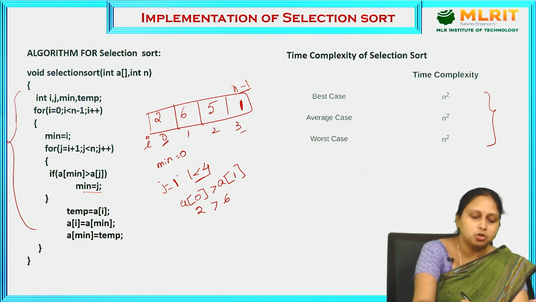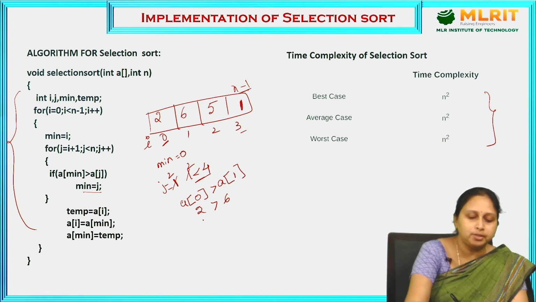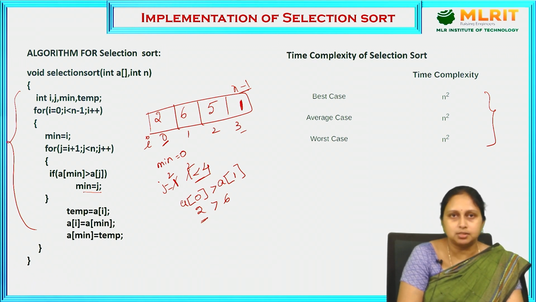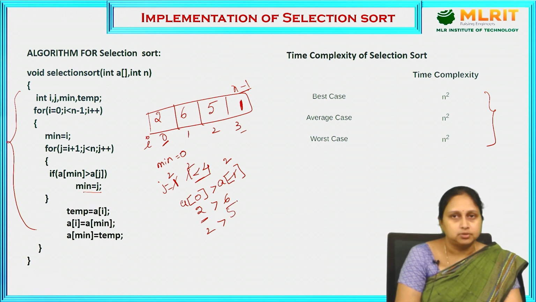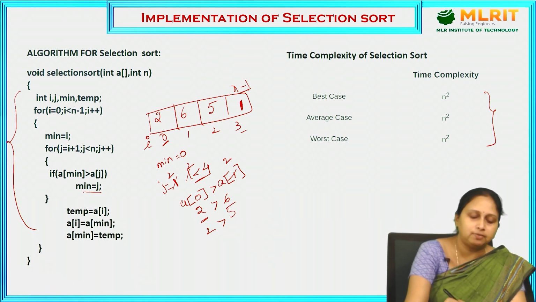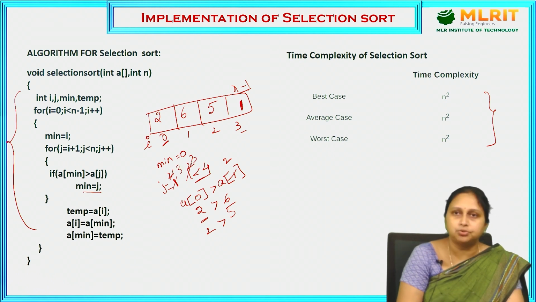Now j becomes how much? 2, 2 less than 4, condition true again. Now here this won't be changed, A of min is the same only. If I have done any change, then the min value will be changed, but here you don't find any changes, right? Now this is 2 only, 2 greater than A of j value. A of j is nothing but 5, 2 greater than 5? Again condition false.